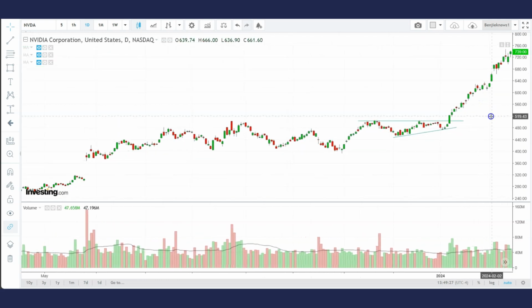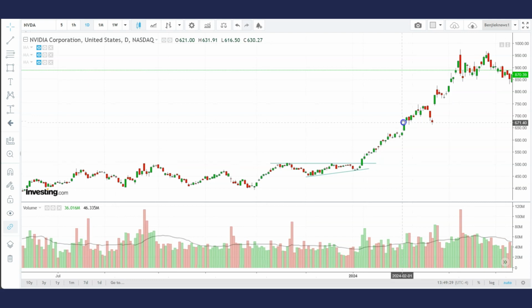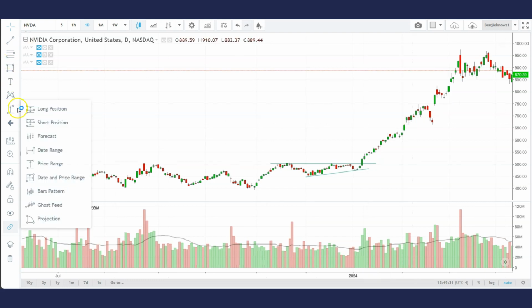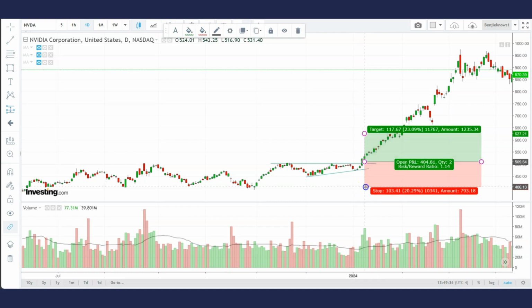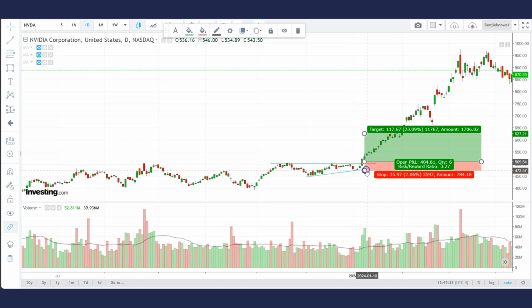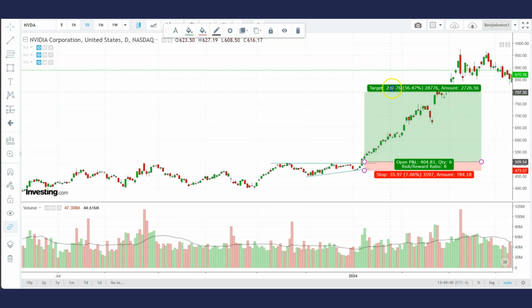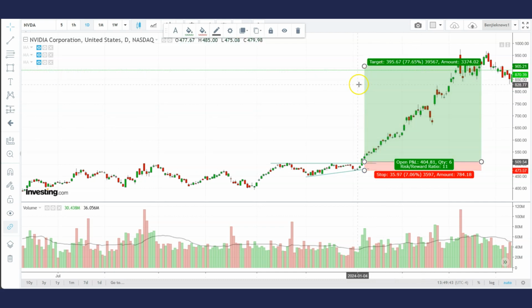So how do you buy this stock? Very simple. Let's say you buy the breakout here and you put a stop loss at the most recent swing low, and let's say you ride it up to about here. So you have a 77% gain, and your stop is 7.0%. So your risk-reward ratio is 11.